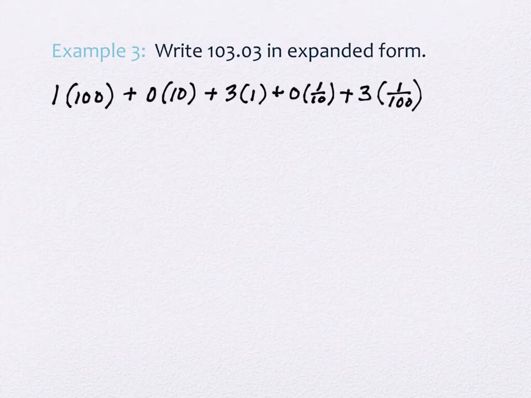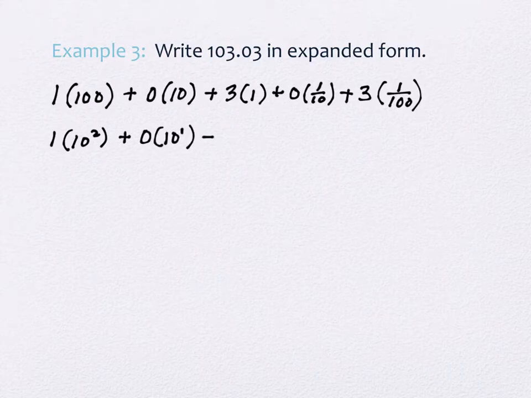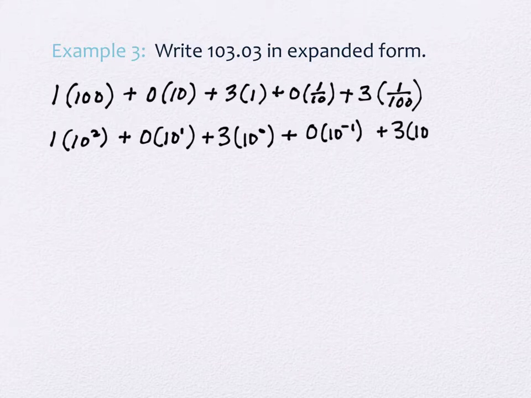Okay, is everybody all right with that? I mean, do you see where all the pieces came from? It looks pretty clear. Okay, so if I were checking this in the back of the book, I can show you what they're going to have. They might leave the zeros out as well, but they're going to have 1 times 10 squared plus 0 times 10 to the 1 plus 3 times 10 to the 0 plus 0 times 10 to the negative 1 plus 3 times 10 to the negative 2.